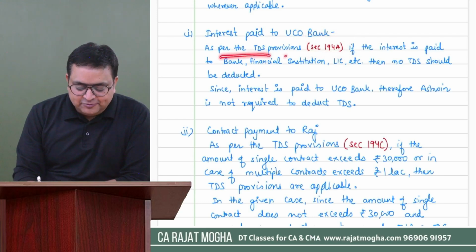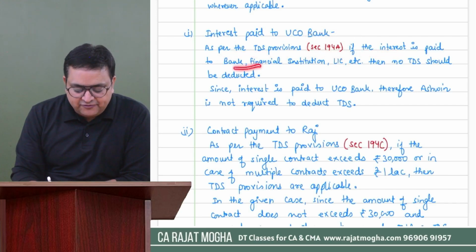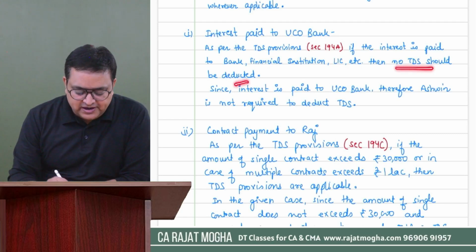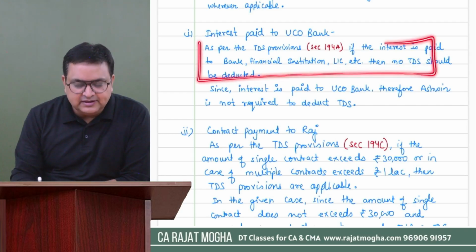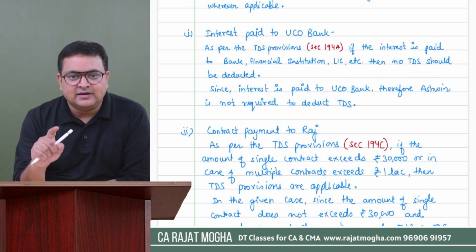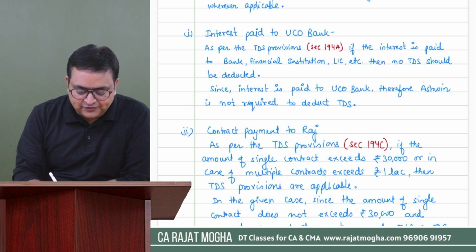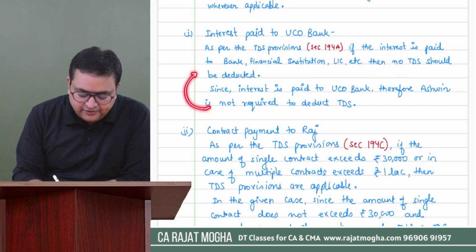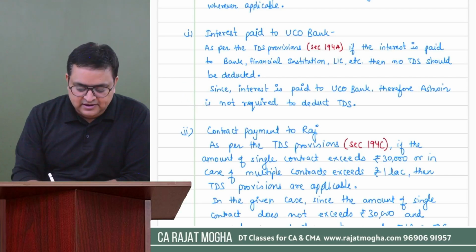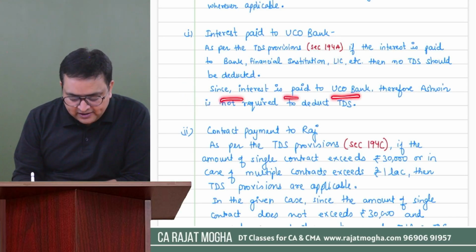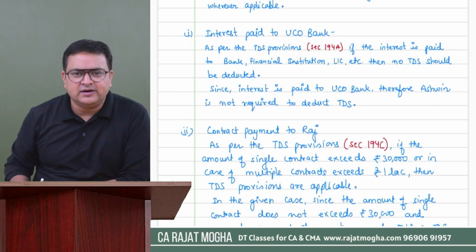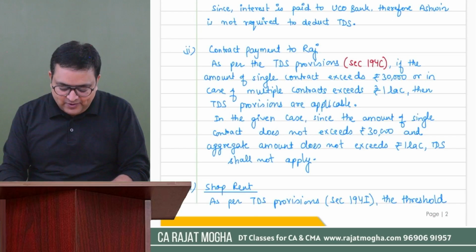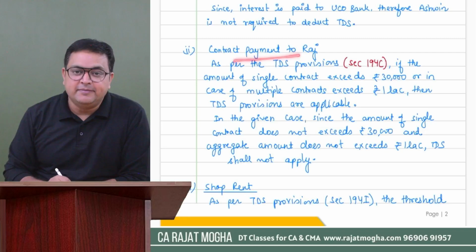So as per the TDS provision, if the interest is paid to bank, financial institution, LIC, insurance company, etc., then no TDS should be deducted. So first I have written the provision. You are getting it, how I am presenting the answer. So first I am writing the provision of the law, and then we are linking this with our answer. So since interest is paid to UCO Bank, therefore Ashwin is not required to deduct TDS. That's it. Correct? Okay.